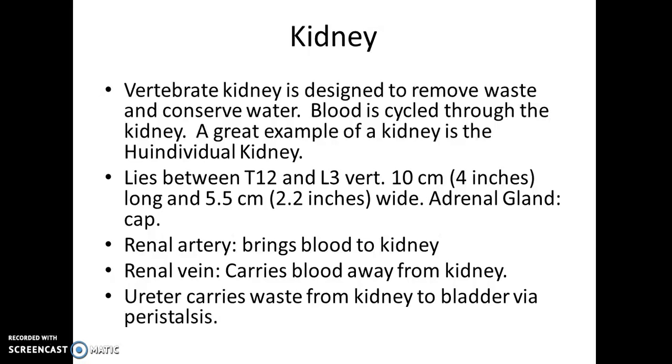And they have a little hat that goes on top of the kidney, which is called the adrenal gland. The renal artery brings blood to the kidney. The renal vein carries blood away from the kidney, and we have ureters that carry the waste from the kidney to the bladder by peristalsis.